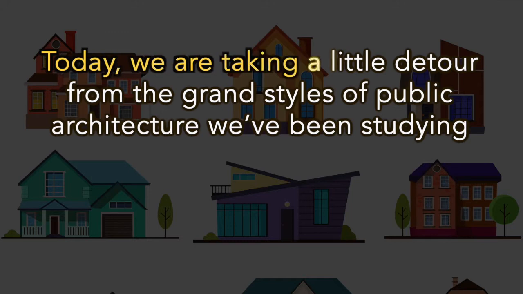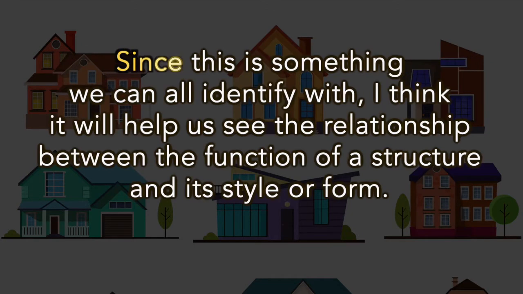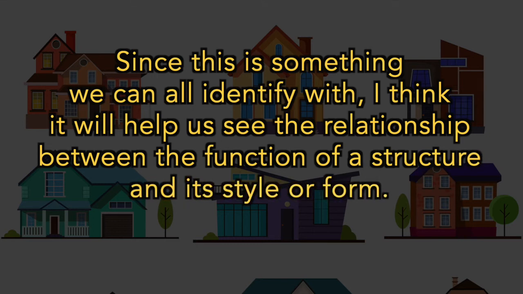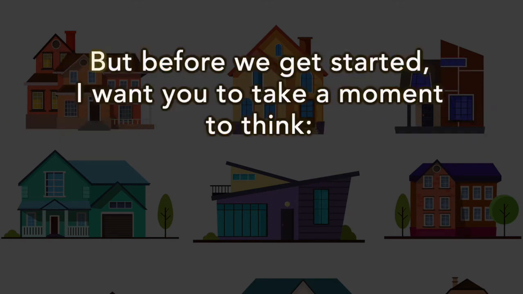Today, we're taking a little detour from the grand styles of public architecture we've been studying to look at residential architecture in the United States. Since this is something we can all identify with, I think it'll help us see the relationship between the function of a structure and its style or form. This has been an ongoing theme in our discussions, and we'll be getting back to it in just a moment.